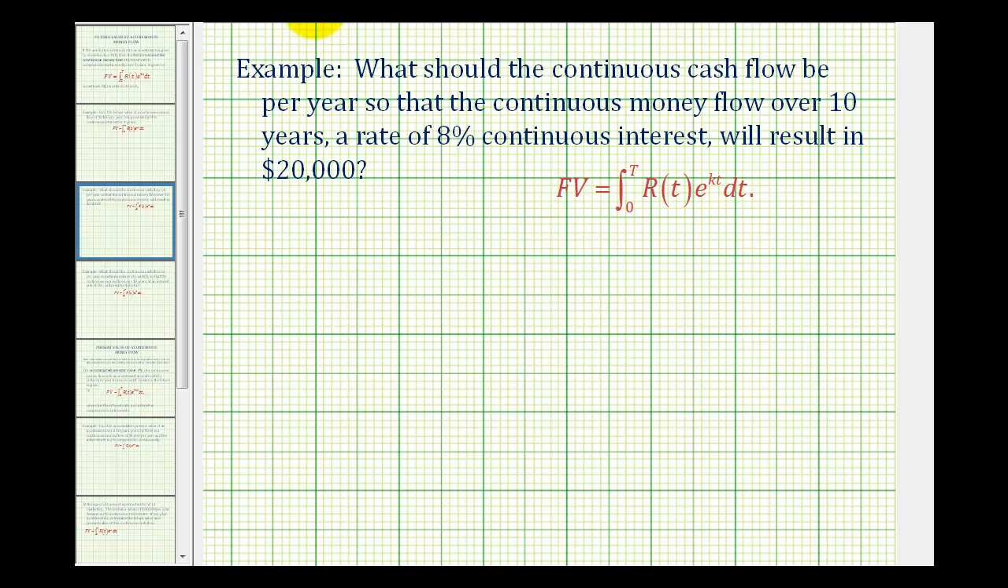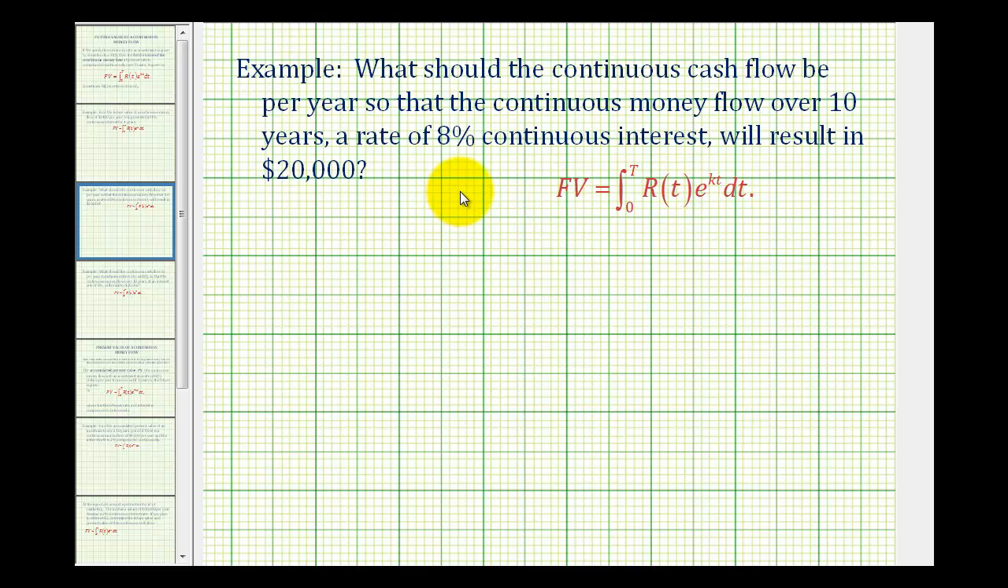What should the continuous cash flow be per year so that the continuous money flow over 10 years at a rate of 8% continuous interest will result in $20,000? So we'll use the future value formula given here for a continuous money flow. But for this example, we're given the future value of $20,000 and we're trying to determine the required money flow, which would be R of t.